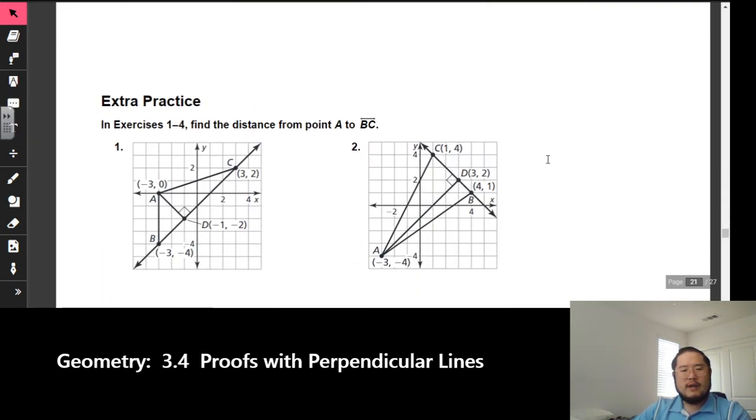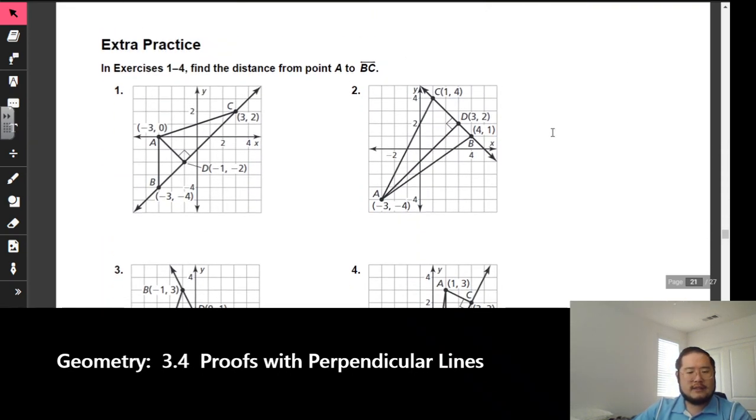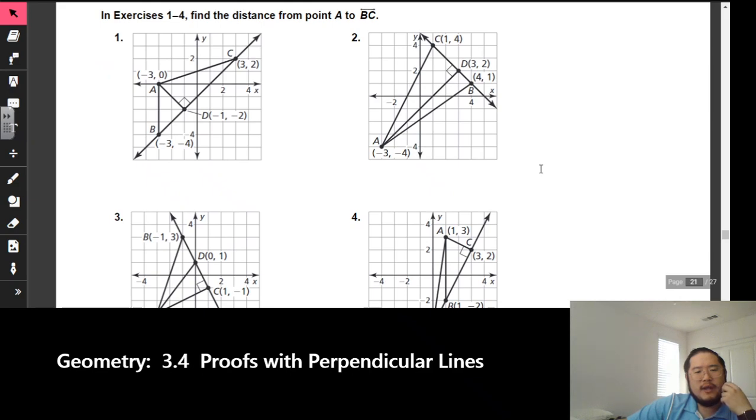All right, let's move on and take a look at our extra practice. It says we want to find the distance, and take a look at number 1, from point A to line BC. So point A right here, line BC is down there.